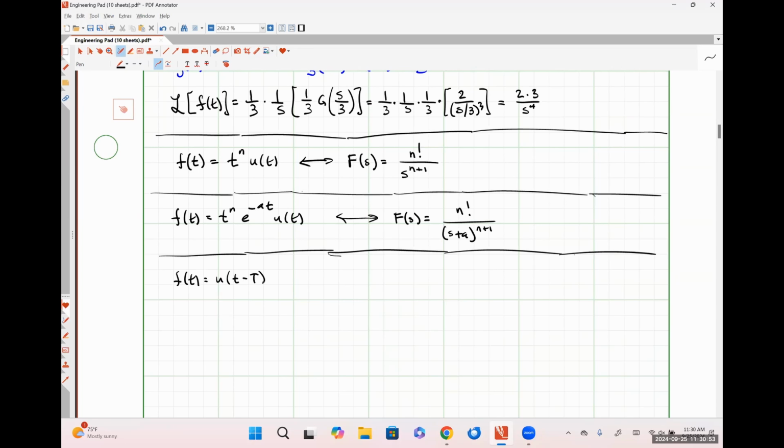So using the time shifting property, this should simply become 1 over s, which is the Laplace transform of the unit step function, and then I multiply that by e to the negative s capital T from applying the time shifting property.